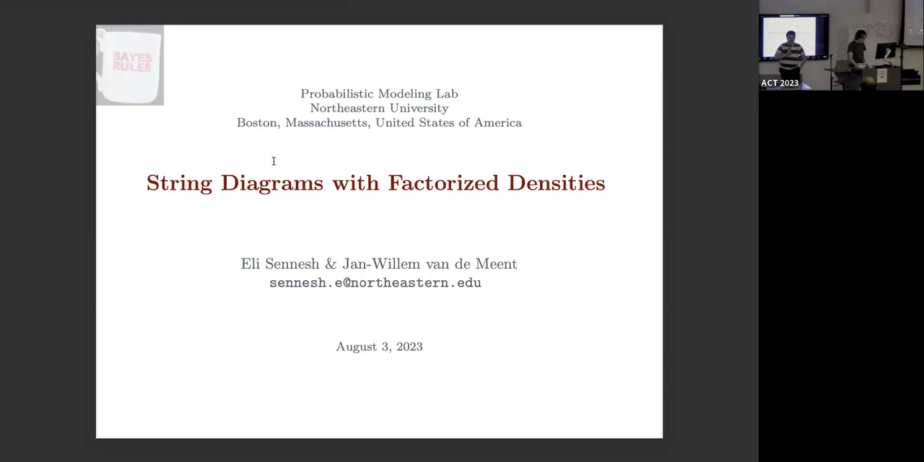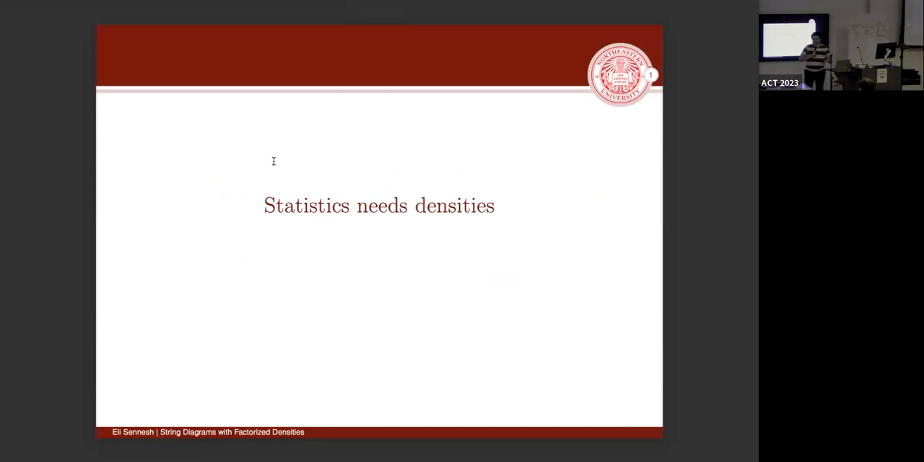All right, hello everyone. I'm coming from Northeastern University up in Boston, and the talk is pretty much going to be exactly what it says on the tin. So first the motivation, which is that up at Northeastern, at least in our lab, we are in some technical sense statisticians or machine learners.